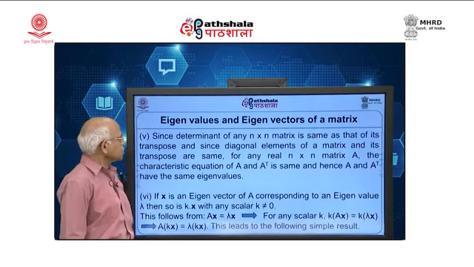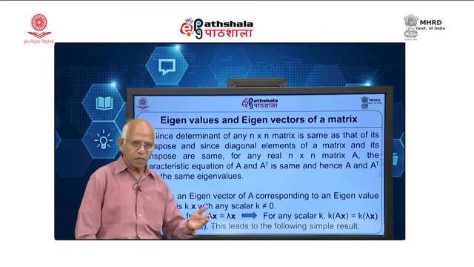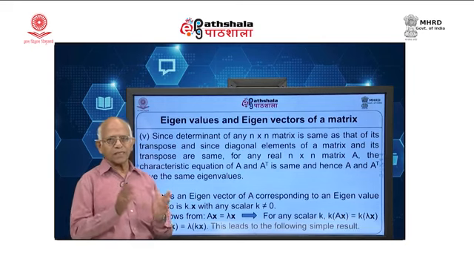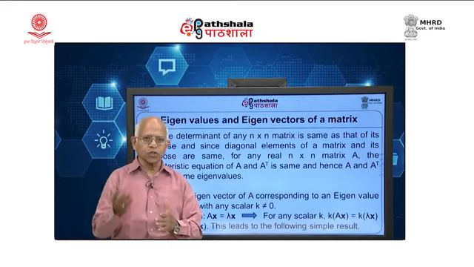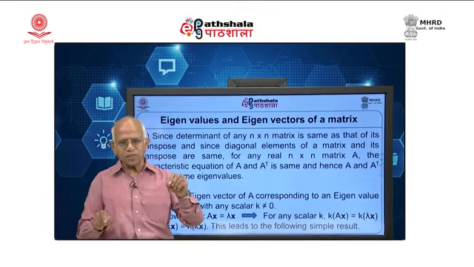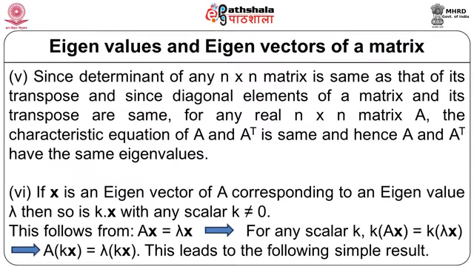Since the determinant of any n cross n matrix is the same as that of its transpose A transpose, and when you are taking A transpose, you are changing rows into columns and columns into rows. In the process the diagonal elements will remain unchanged, and therefore the characteristic equations of A and A transpose are bound to be the same, and hence A and A transpose will have the same eigenvalues. Now, this fact is very simple, which can be verified easily.